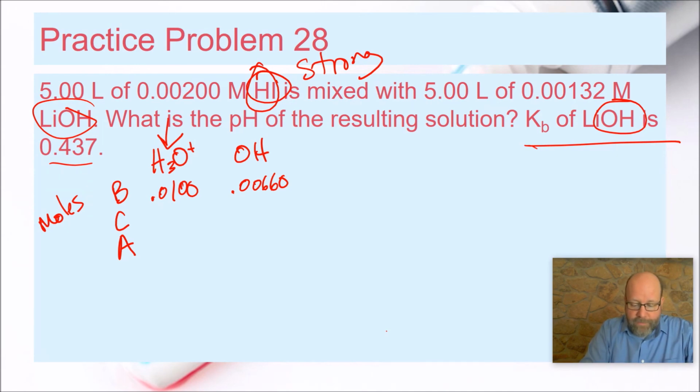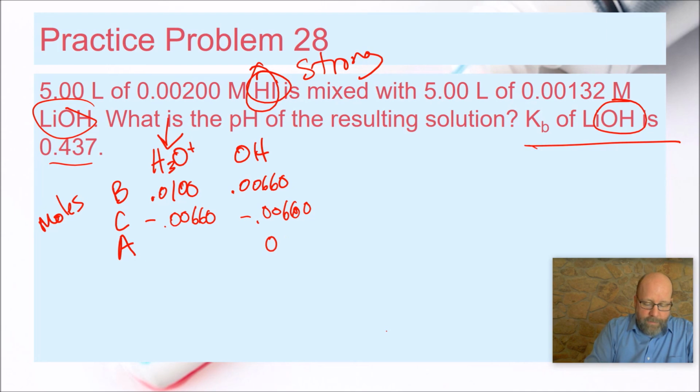I'm going to neutralize all of the lithium hydroxide. So I don't care about the Kb or anything like that. I don't care about the conjugate. None of that matters because I'm just neutralizing. So all I have to do is subtract. So minus the lesser one, which is this guy, minus 0.00660. And that's 0. And this is 0.0034.